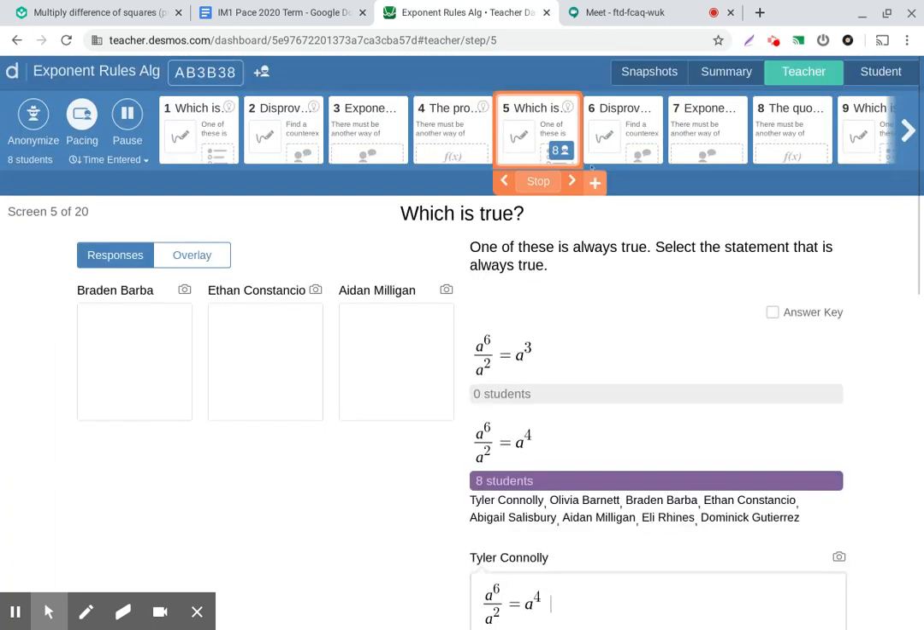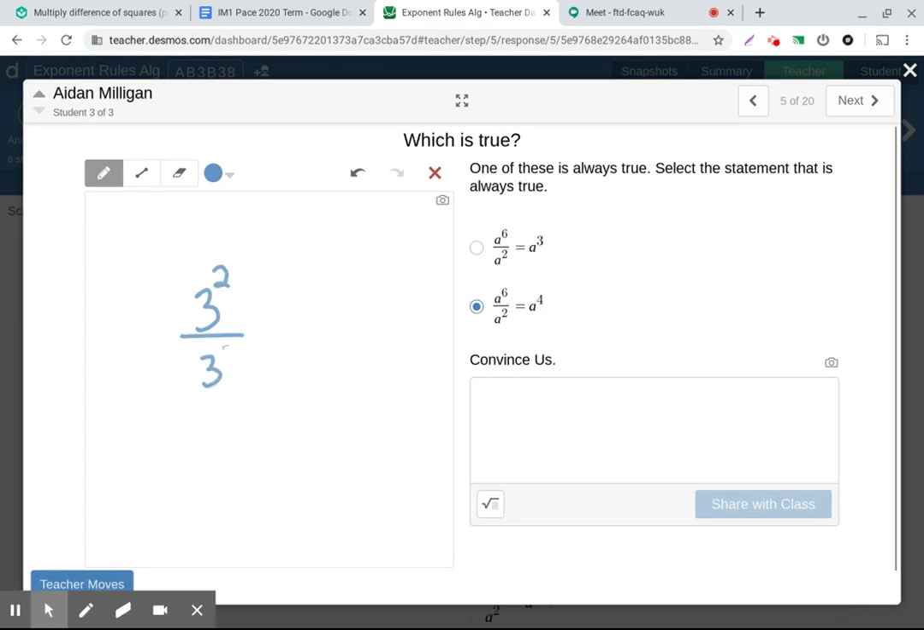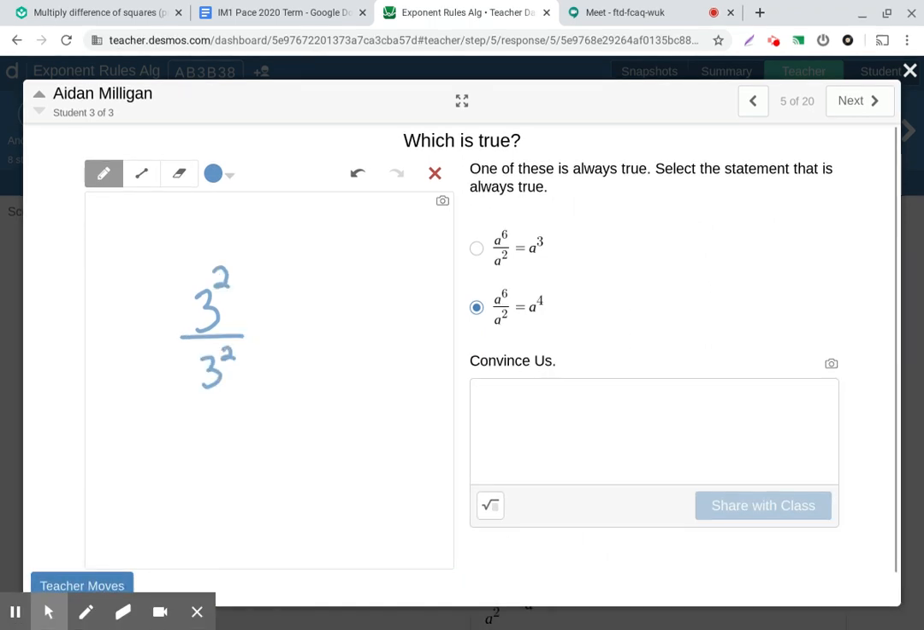And by the way, let me show you something. Can you guys take a look at my screen real quick? Check this out. There's a party of 3's in the top, and there's a party of 3's in the bottom. They're an equal number. So what's 2 minus 2? 0.